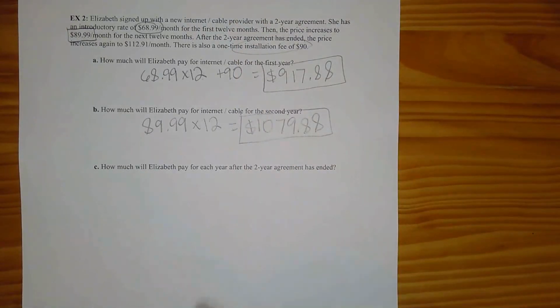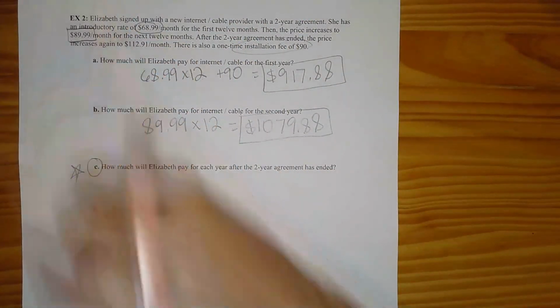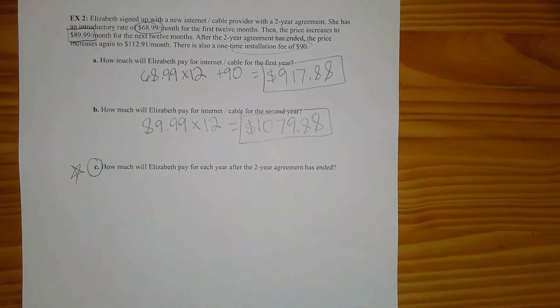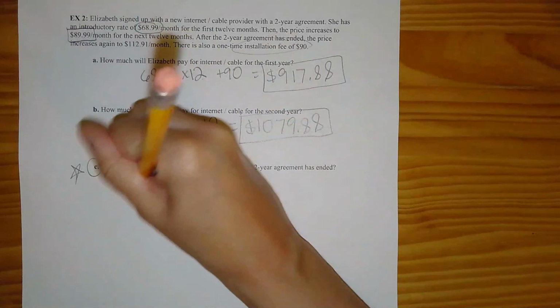Alright, I'll let you guys try this last one. How much is she going to pay for each year once that 2-year agreement has ended? So find that rate, and then you're going to multiply it by all 12 months of a year, and see how much she pays for each year afterwards. So go ahead and pause your video and try that one, and I'll show you the answer in 3, 2, 1.